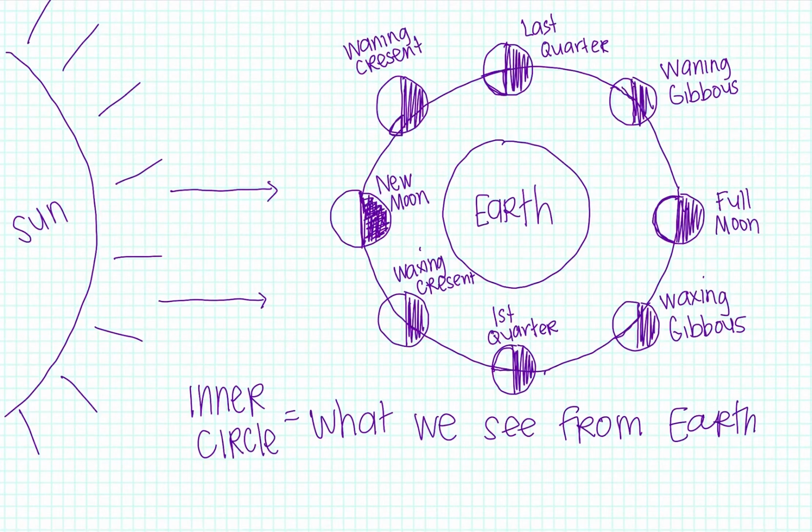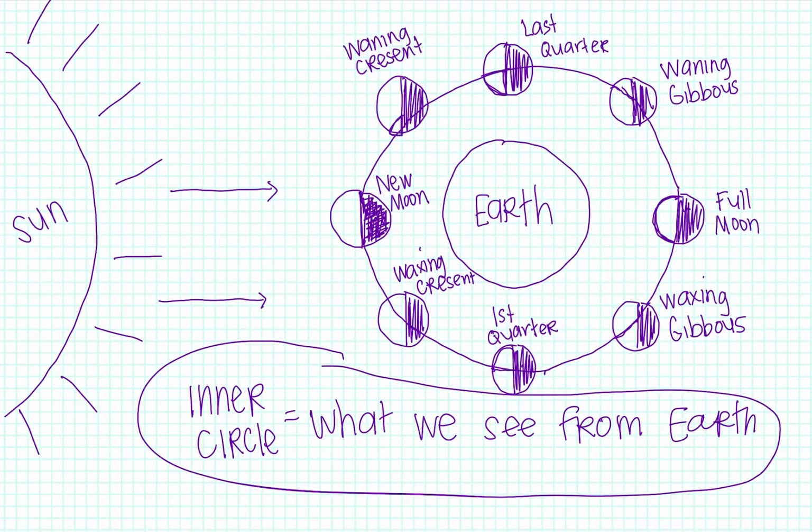So make sure you have drawn yours. So to repeat, start with your sun, draw your Earth, then draw each of your moons going around, then shade in the part that cannot see the sunlight, and cut them all in half in a circle. And the inner part of the circle is what we can see from Earth.